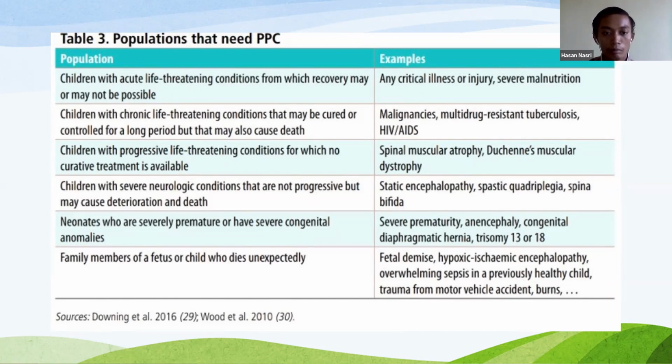And also family members of a fetus or child who dies unexpectedly. This also needs palliative care, because we need to counsel the family members on the condition of the patient and what they can expect. Is there a cure? How may the child do in the future? Can they grow old or something like that? And for example, any fetal demise or overwhelming sepsis in a previously healthy child, or trauma from motor vehicle accidents, we need to counsel the parents.